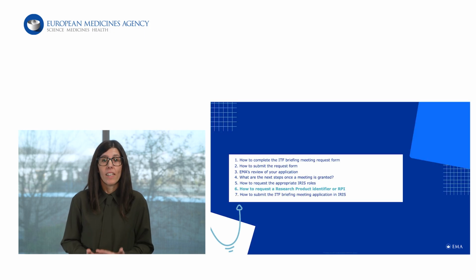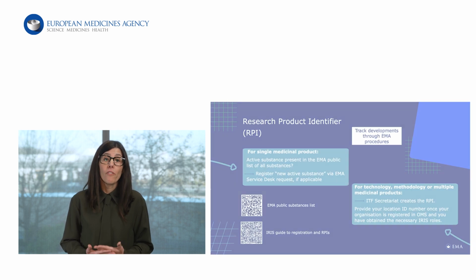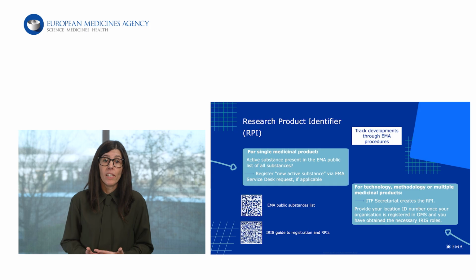Step 6. How to request a research product identifier or RPI. Once you have been granted the required IRIS roles, the next step is to request a research product identifier or RPI. For single medicinal product, EMA uses RPIs to track development through pre-authorization procedures. If you are submitting a new medicinal product and don't yet have an RPI, you will need to request one.